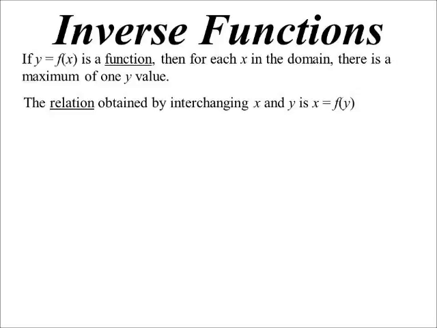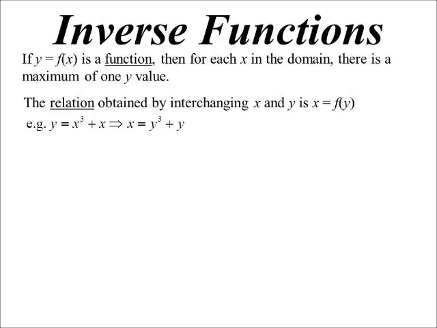So we just swap the x and the y's around. We now have x equals f(y). We may or may not make y the subject. I guess it just depends on how easy it is with the new function. So for example, if we have y equals x cubed plus x, its inverse relation is x equals y cubed plus y. Swap the x and the y's around. Bit hard to make y the subject of that one.